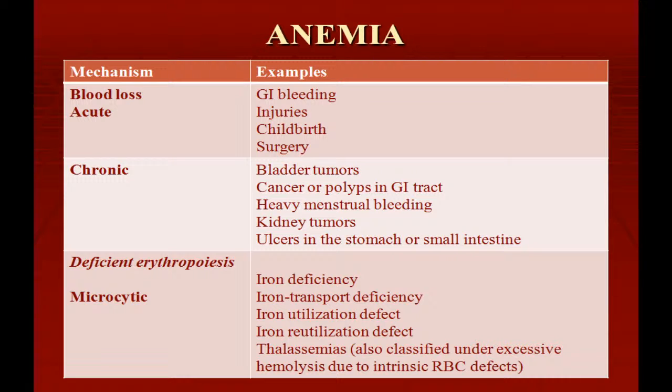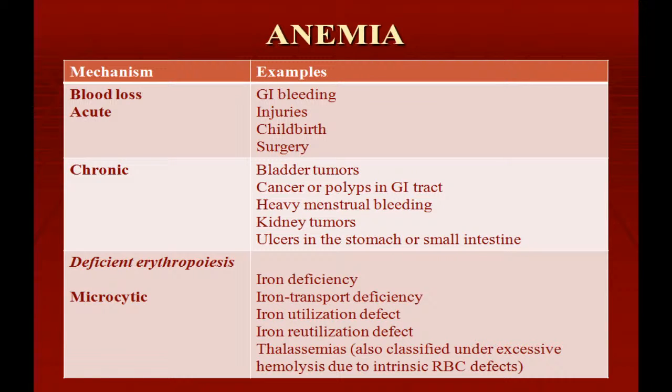More often it's GIT bleeding, injuries, sometimes childbirth due to trauma, for example, or after surgery. Chronic blood loss we may see in such cases as bladder tumors, tumors in general in the GIT, or polyps, heavy menstrual bleeding in women, kidney tumors, and of course a widespread pathology, ulcers of the stomach and sometimes the duodenum or small intestine.